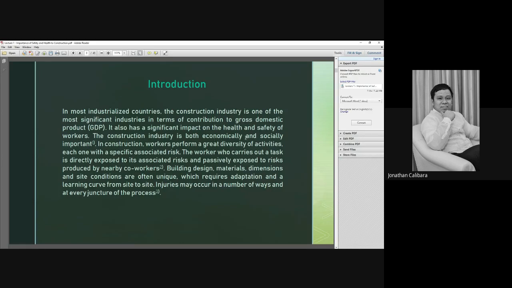One example is an excavation. It is simple, but there is a risk in there. In an excavation, a person can fall in. The worker who carries out a task is directly exposed to its associated risk, and possibly exposed to risk produced by nearby co-workers.